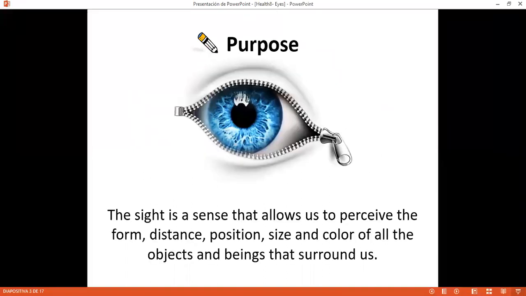The purpose of it is that sight is a sense that allows us to perceive the form, the distance, the position, the size, and color of all the objects and beings that surround us. That means that thanks to sight and its organ, the eye, we can see the environment we live in.